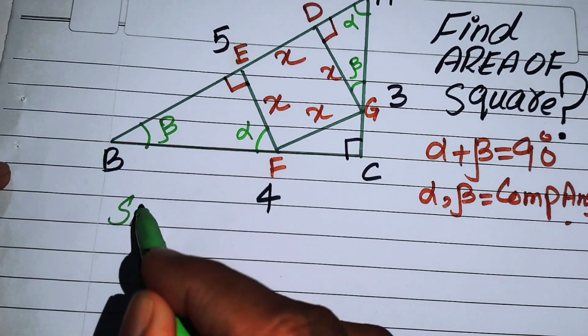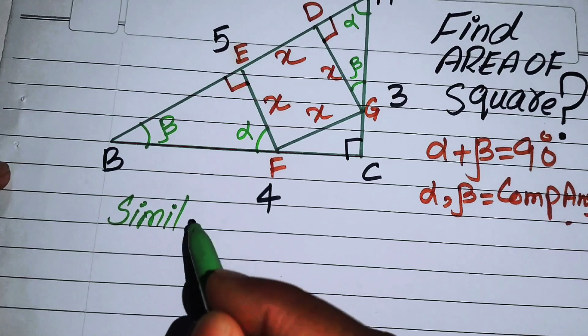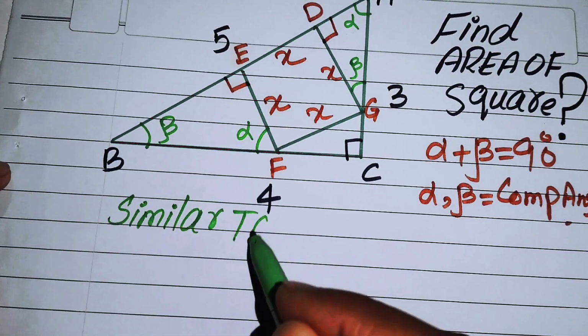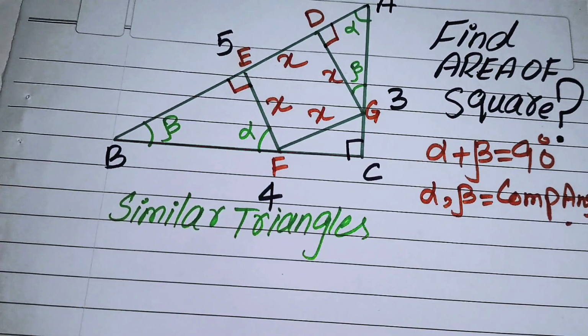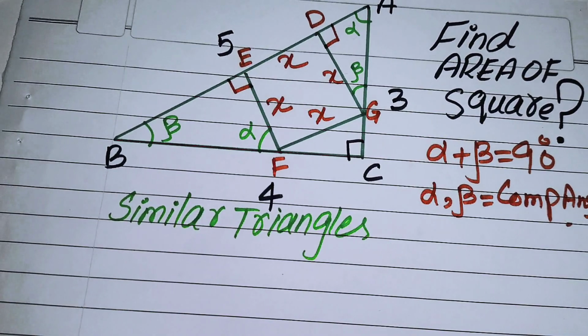Two triangles are called similar triangles if their corresponding angles are equal. So if in two triangles the corresponding angles are equal, then these triangles are called similar triangles.